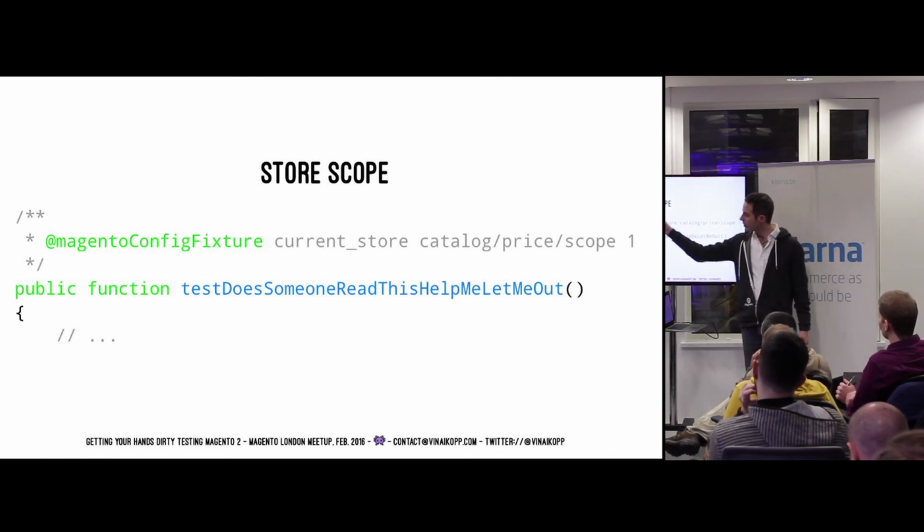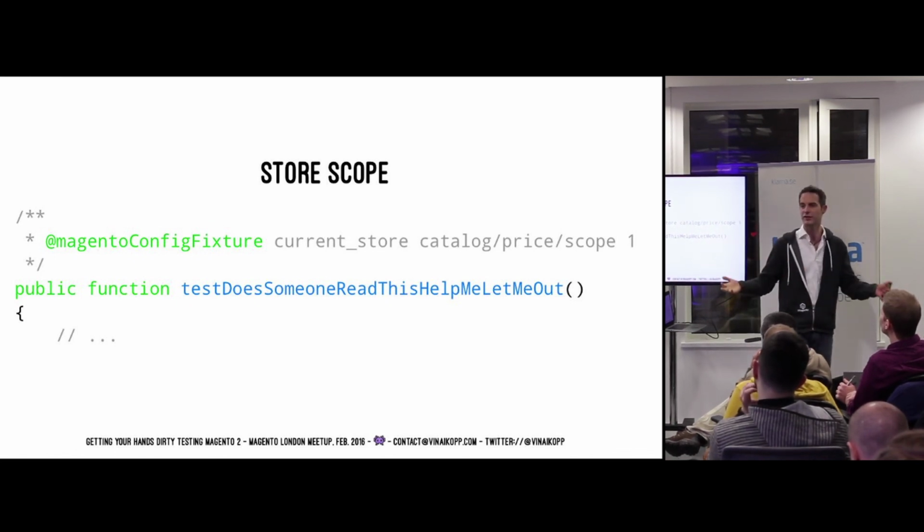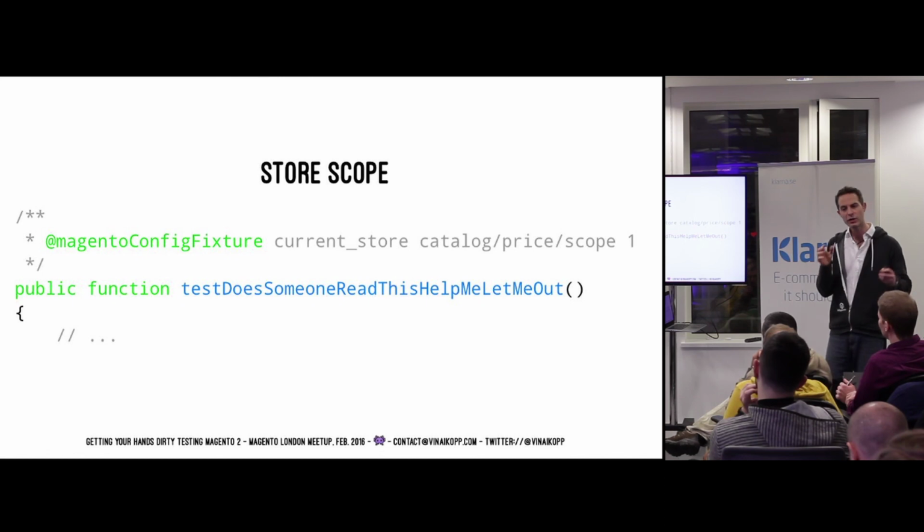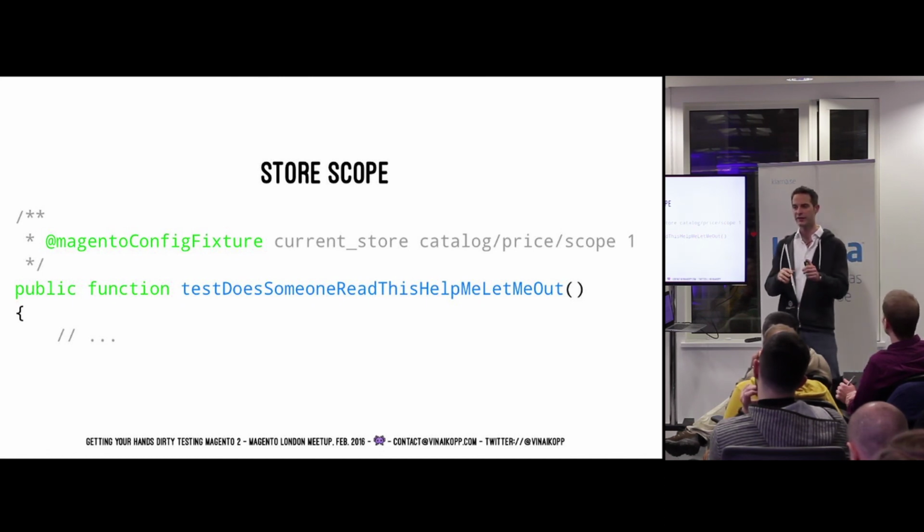Now, for the store, there's a special store code which is current store, which is just the current store, which is mostly what I want, because I don't want my tests usually to depend on a certain configuration. Like I want this, UK store and the French store.